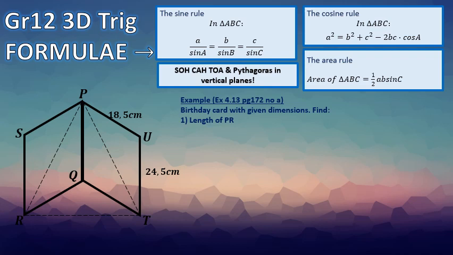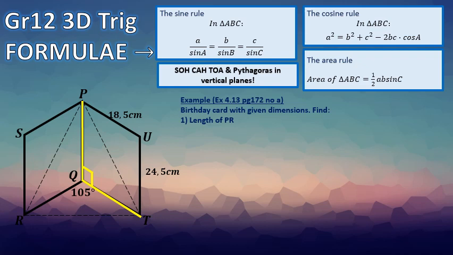This diagram is of a birthday card with the given dimensions, and we need to find the length of PR. As you can see, PR is the diagonal of the rectangular side of the birthday card. It is also given that the angle in the horizontal plane, QRT, is 105 degrees. Now let's jot down the information that we know for sure. The yellow shows us that angles in the vertical plane are right angle triangles. So pop in those right angle symbols so that you know where you can use Pythag or SOHCAHTOA.